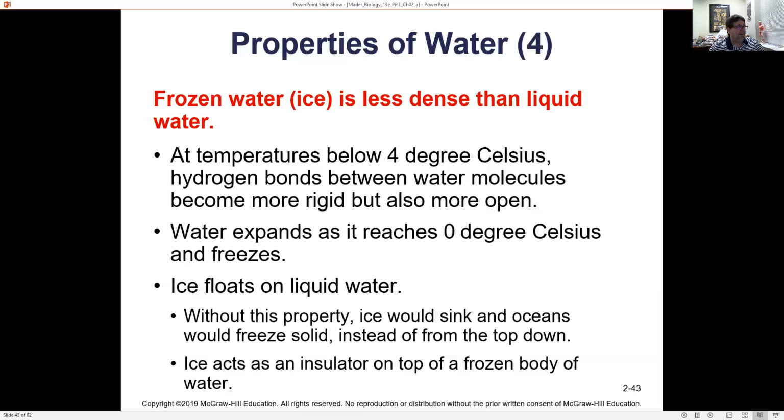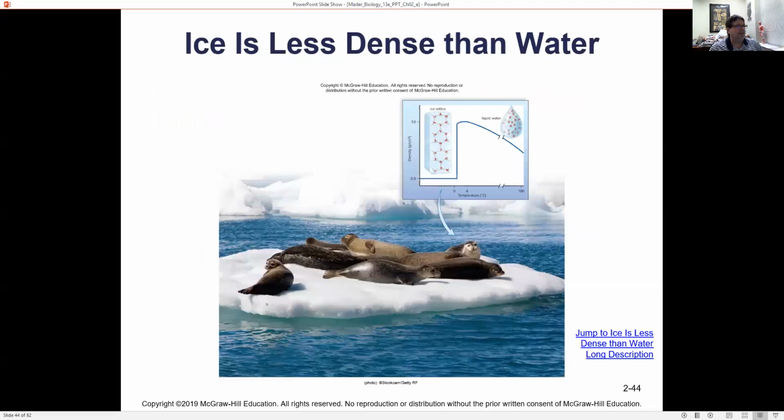Ice can also act as an insulator, and that's why the ice on top keeps the water below warmer. The igloo is a good example. It can be used as an insulator. Here is ice floating with these seals on it. That's pretty cool, right? Here's liquid water. Look how tightly it's packed at 4 degrees, and here's ice.